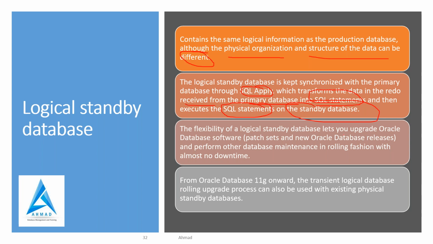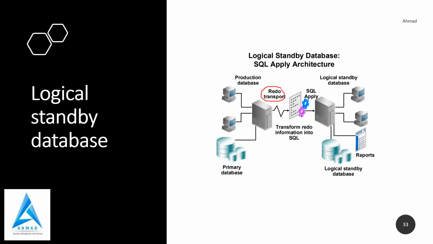With a logical standby database, you can upgrade Oracle database software and perform other database maintenance in rolling fashion with almost no downtime. And from 11g onward, the transient logical database rolling upgrade process can also be used with an existing physical standby database. So that is another important feature introduced. And see here, redo will transport, and it will convert into SQL statements, and then the SQL statements will execute on the standby database. So this is the basic difference if anyone asks what is the difference between physical and logical. Clear, guys?